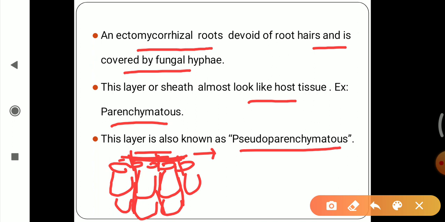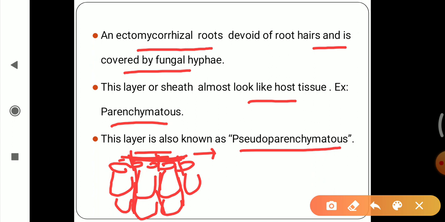Pseudoparenchymatous is a thin cell layer made by the fungal hyphae. Pseudo means false. It is pseudo because the layer is formed by the fungal hyphae, not by the root cell. The root cell does not have any kind of root hair, it lacks root hair, but here the layer is formed by the fungal hyphae, not by the root cell.